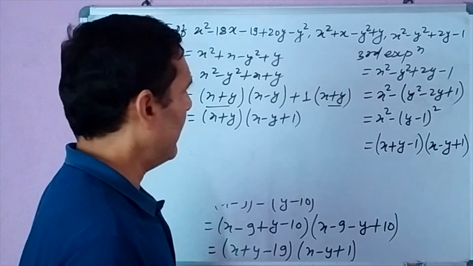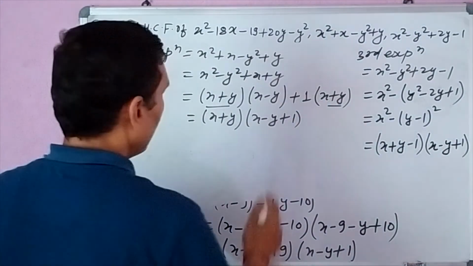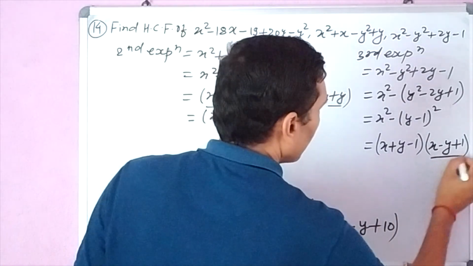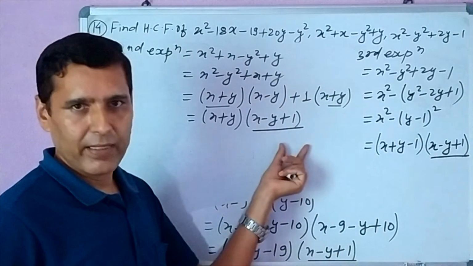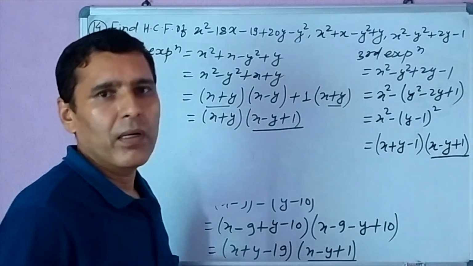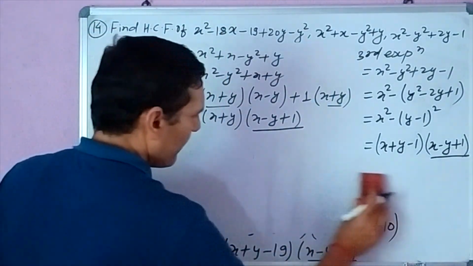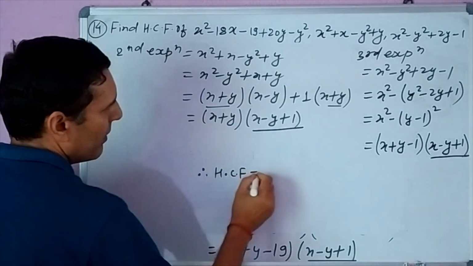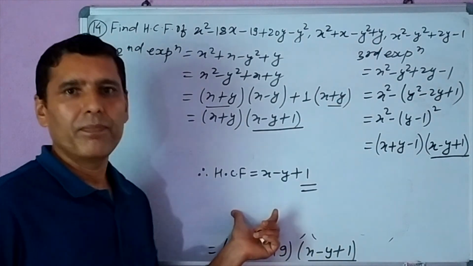So what common factor is present in all three expressions? Look here now, this x minus y plus 1, x minus y plus 1, x minus y plus 1. The single factor x minus y plus 1 is the common factor here, present in all three expressions. Therefore, the HCF of the given expressions is x minus y plus 1. So this is the answer.